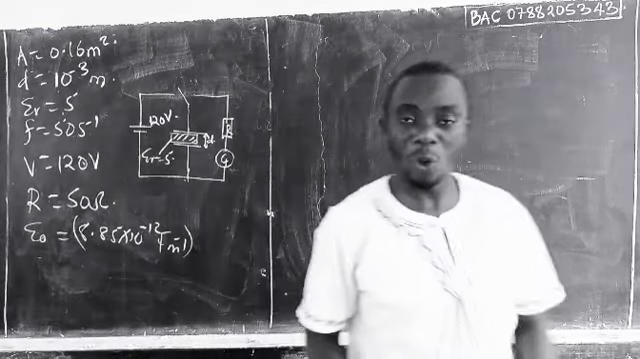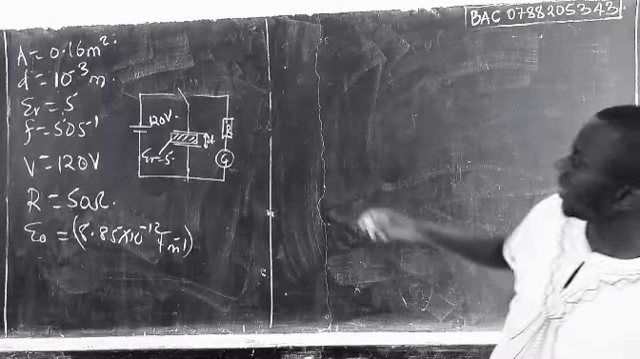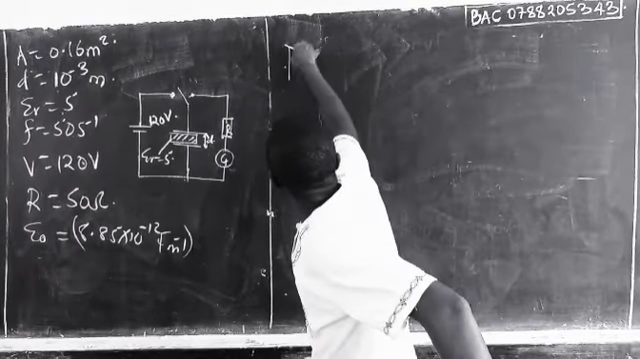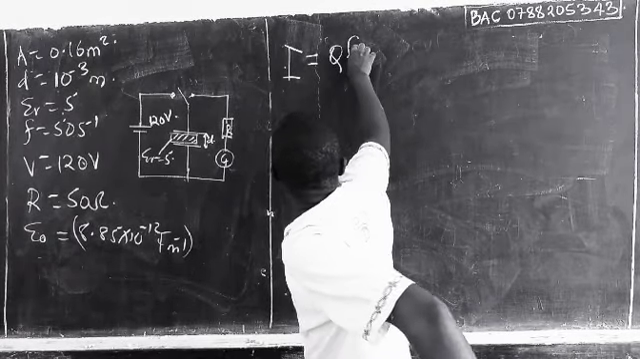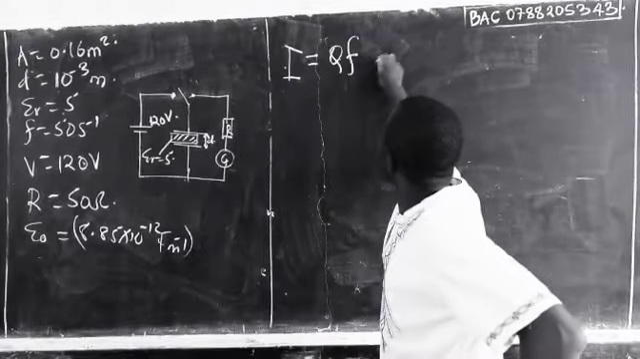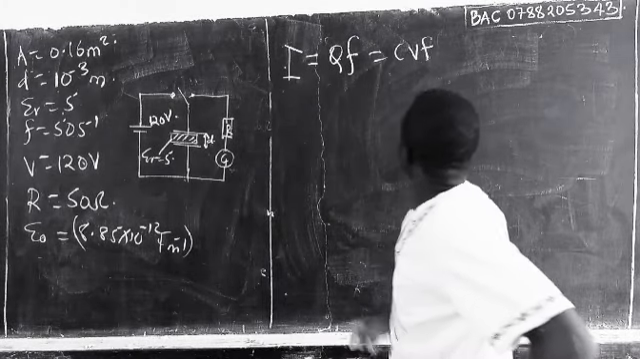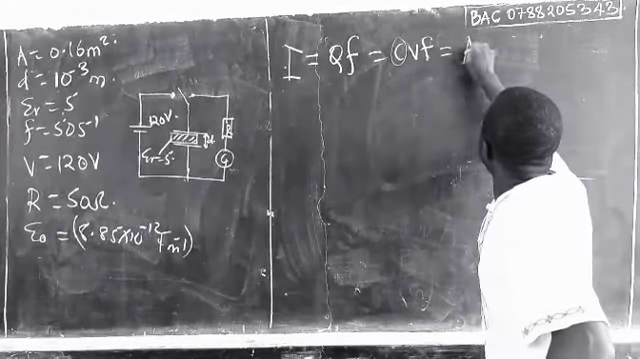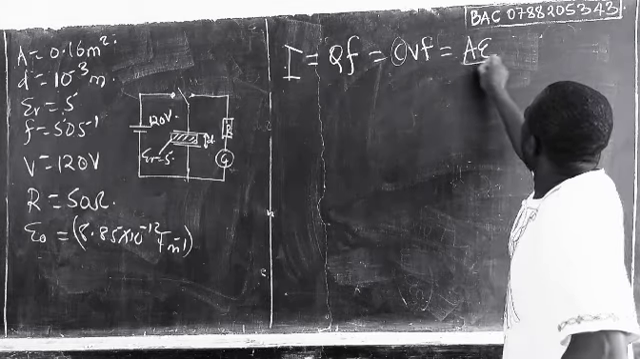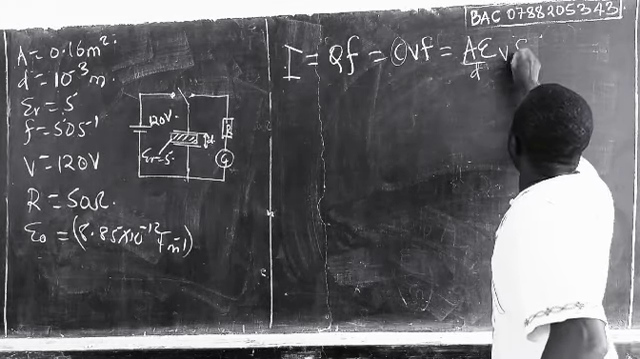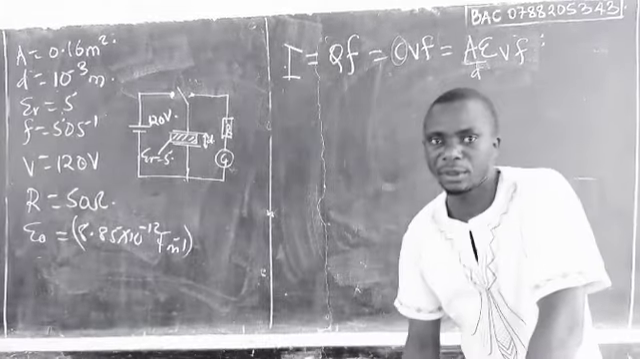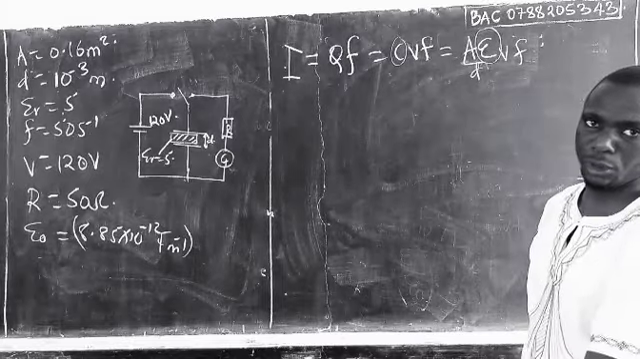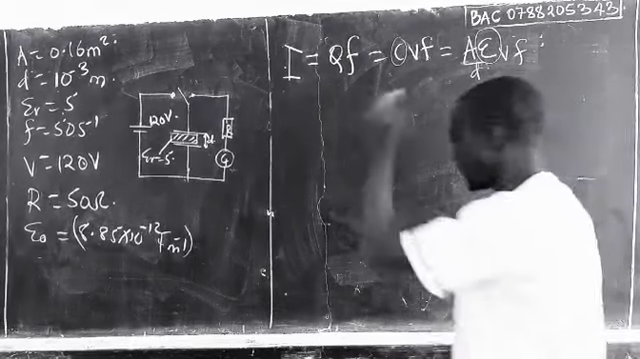What do we know? When the capacitor is charging, the current I is Q F. We have seen that one before. The charge is CV, which gives CVF, okay? But C, for a parallel plate capacitor, is A epsilon out of D. So we have the V and we have the F. But we are not given the permittivity of that medium. We are only given its relative permittivity.